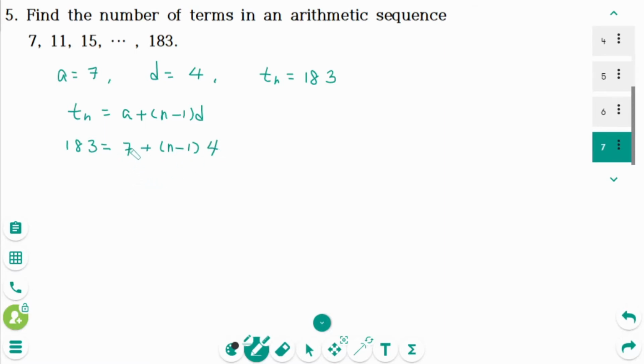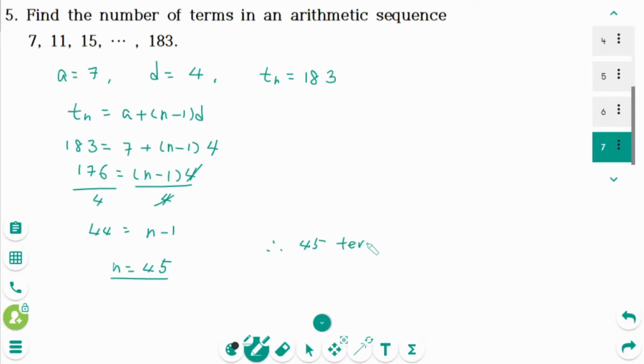Move 7 to the left: 176 equals n minus 1 times 4. Then divide by 4 on each side: 44 equals n minus 1. Then n equals 45. So there are 45 terms.